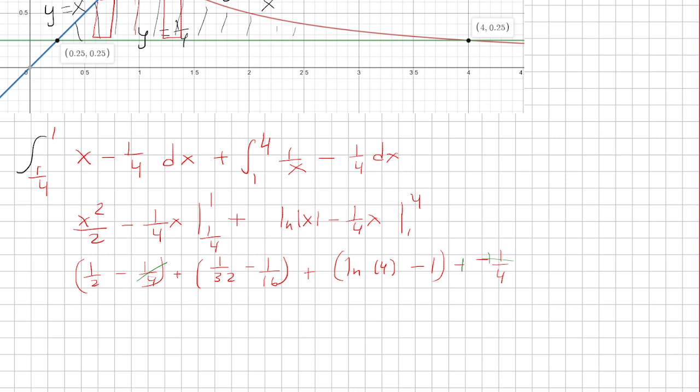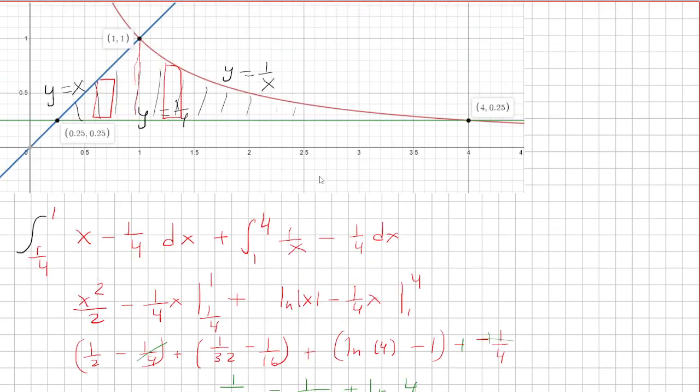So 1/2 plus, let's see, 1 over 32 minus 1 over 16 is 1 over 32. I have 1/2 minus 1 is minus 1/2, and then plus ln of 4. When I subtract these, I get negative 15 over 32 plus ln of 4. So this is my area, using the method of doing it with respect to x.